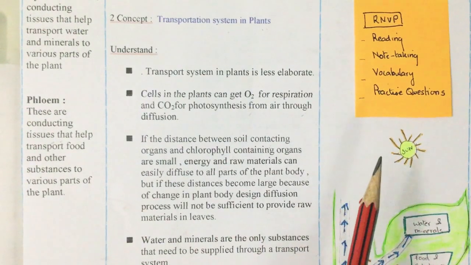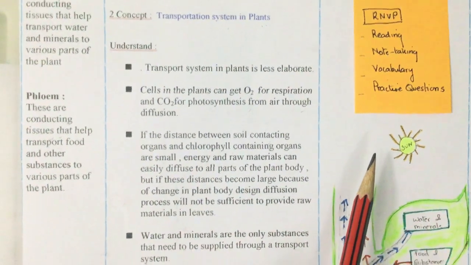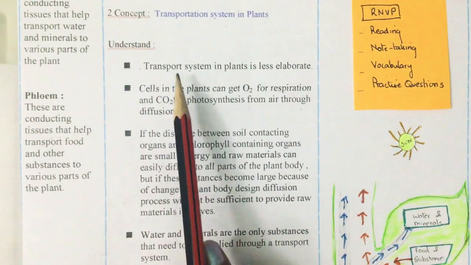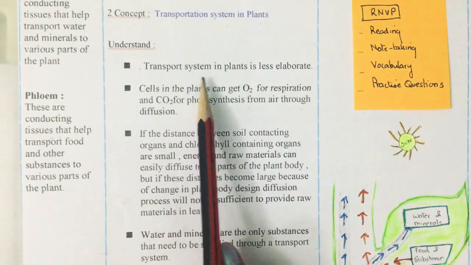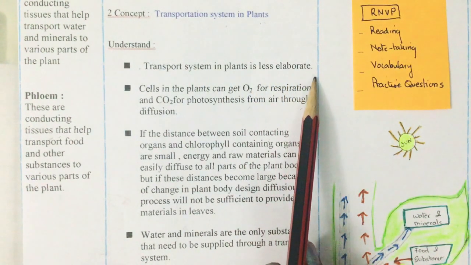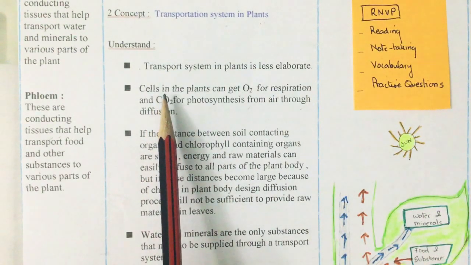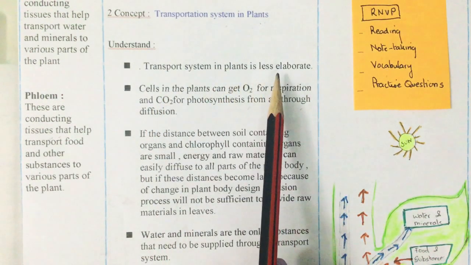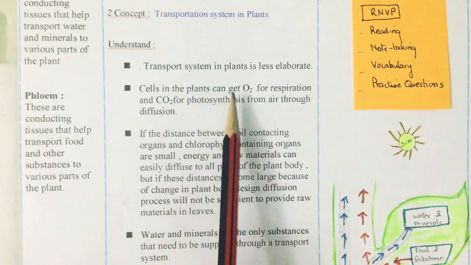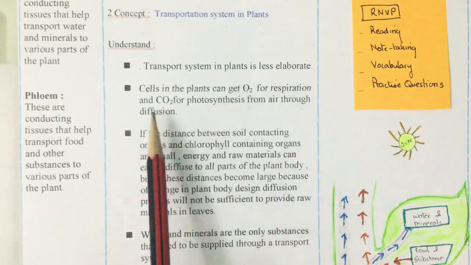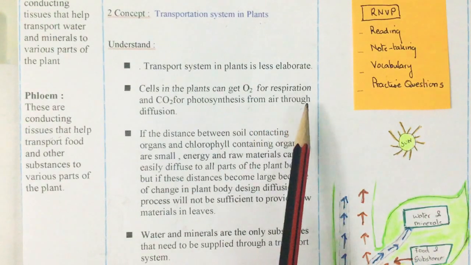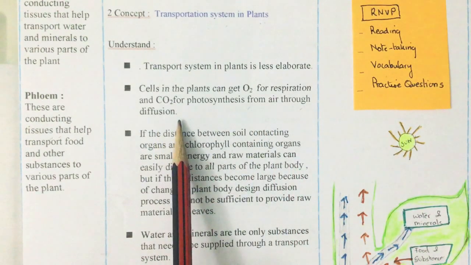There are several points we have to first understand under the concept transportation system in plants. The first is transport system in plants is less elaborate than the animals, meaning it is less complicated than that of the animals. Cells in the plants get oxygen for respiration and carbon dioxide for photosynthesis from the air through the process of diffusion.